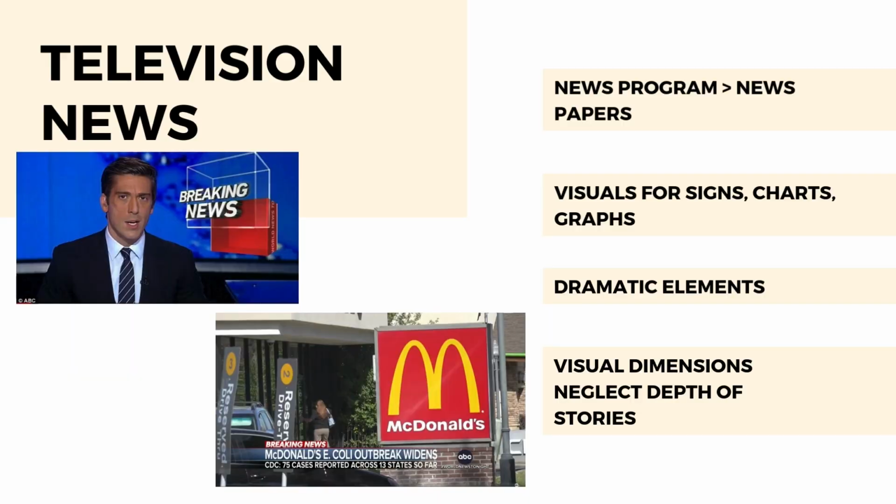Television news programs are where most Americans get their news from compared to newspapers. Consumers like to see and hear their news visually rather than reading them in a newspaper, even if they are being told the same details. However, news programs still need visuals for written words such as signs, charts, and graphs to compress the complex information being told.